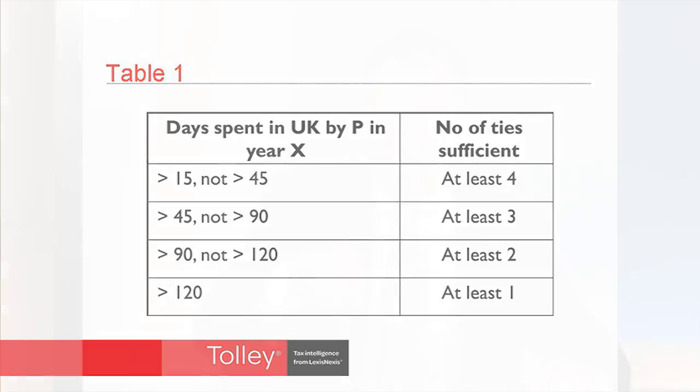So if you've got 4 ties here (you spend more time in the UK, you work here, you've got your family here, and you've got accommodation here), they'll let you spend between 15 and 45 days. Anything up to 15 is all right, because you've got your 16-day rule anyway, because that's automatically non-resident, but you're allowed 45 days. So if you wanted to spend longer here, you'd have to then remove a tie.